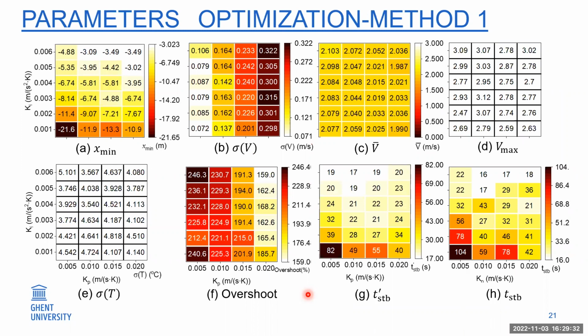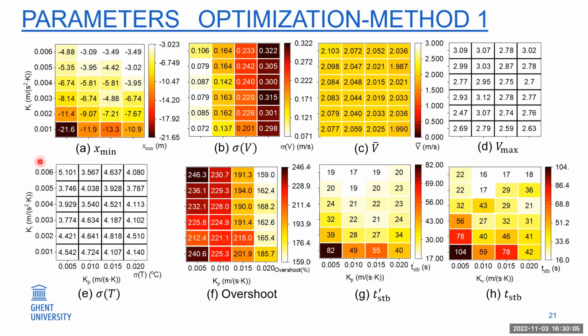We propose two methods for the optimization. The first is the trial and error method. We test the KP now from 0.005 to 0.02, and the KI varies from 0.001 to 0.006. We test the different parameters, and then we can get the performance of these different parameters.